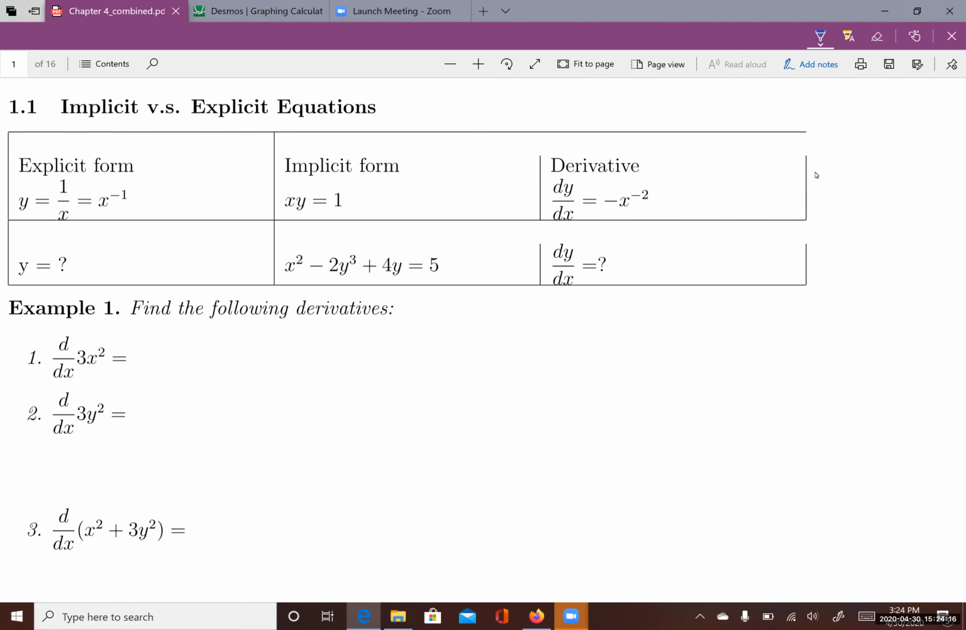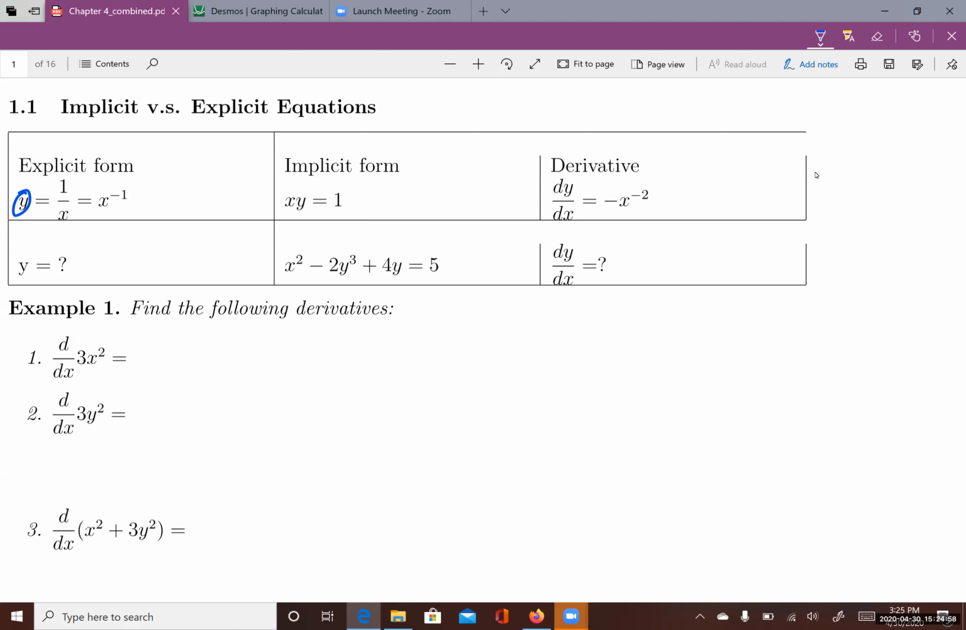This lecture is on implicit differentiation. So first, let's talk about functions or equations in explicit form and in implicit form. If you have the function or equation y equals 1 over x, this equation is in the explicit form. It's because the variable y, the output y, is described using functions of the input x, right? In other words, you just solve for y in terms of x.